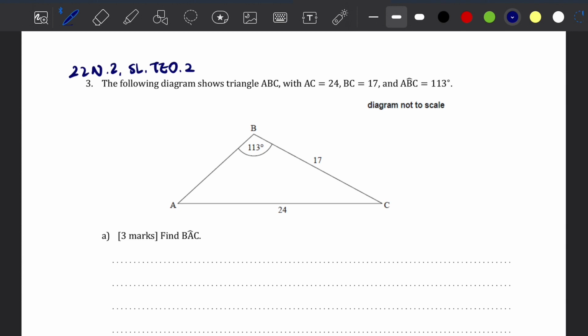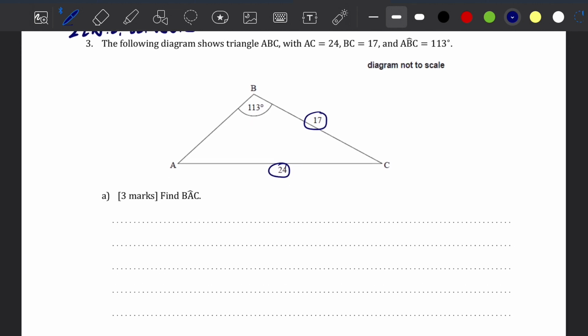Okay, so the third question that we're going to try today is from year 2022, November, paper 2, IB Math AA SL exam, timezone 0, question number 2. The following diagram shows triangle ABC with side AC equals 24 and side BC equals 17, and the angle ABC, the angle at point B, is 113 degrees. For question A, we need to find the angle BAC, so we need to find this angle.